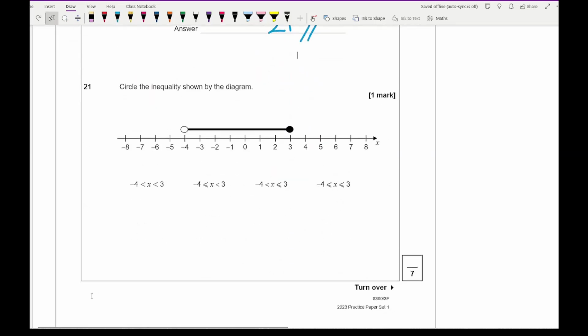Then moving on to question 21, it says circle the inequalities shown by the diagram. So we're looking for -4 and 3, which all of them are. We're looking for the first one to be less than and the second one to be less than or equal to. So the correct answer is the third option.